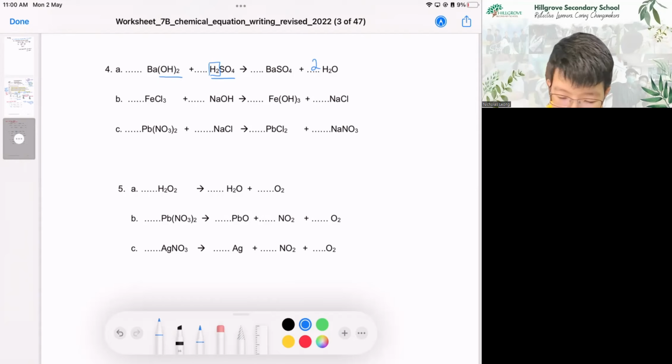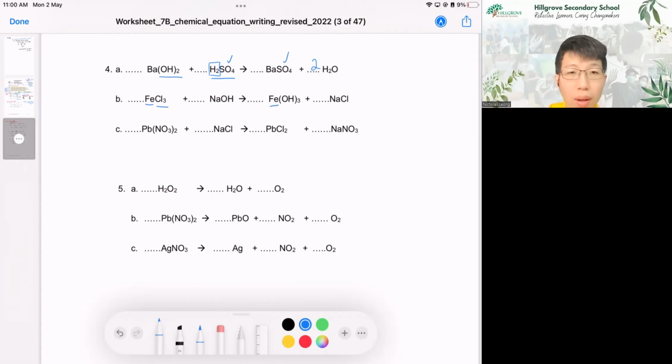So let's check the rest. Sulfate ion is done, sulfate ion is done. So this equation is balanced out. So let's look at 4B. So in 4B, let's check for the ions. There's one on the left side and there's one on the right side as well. So this one is balanced.